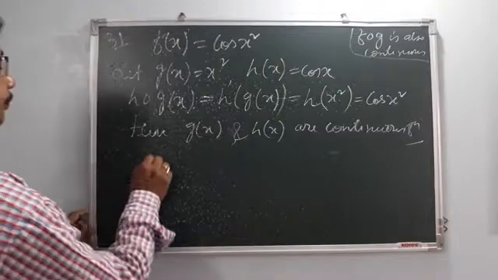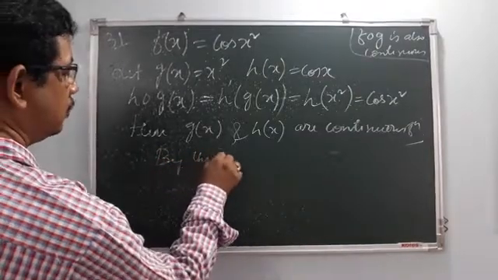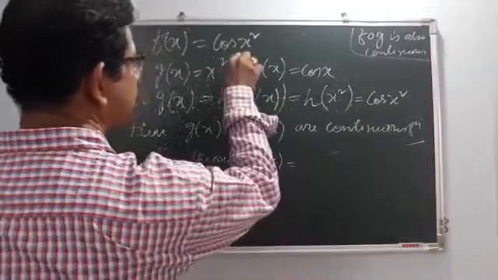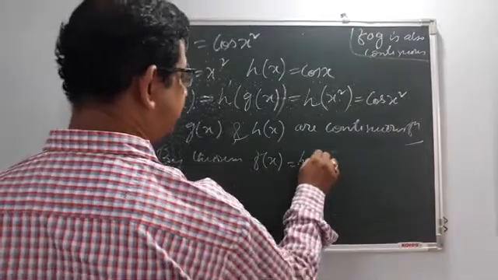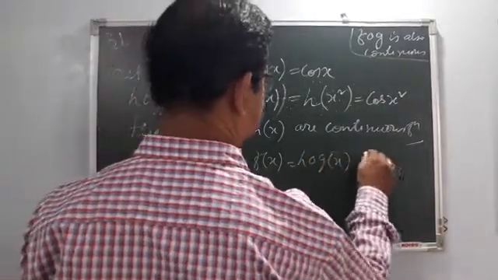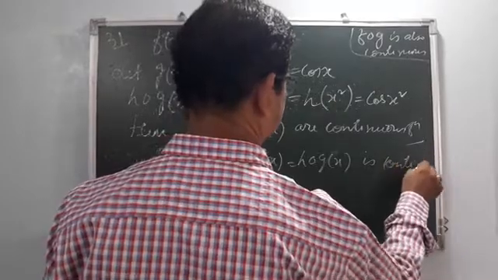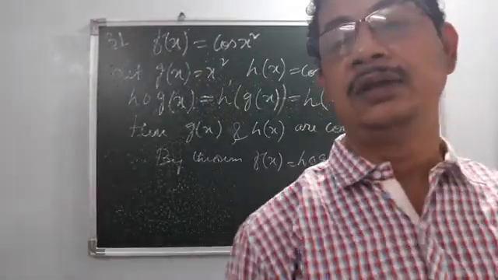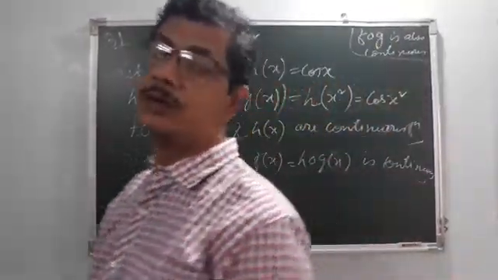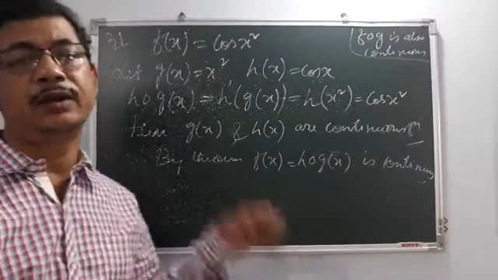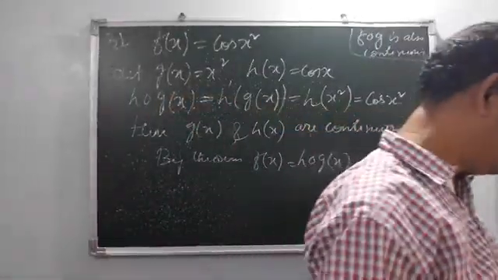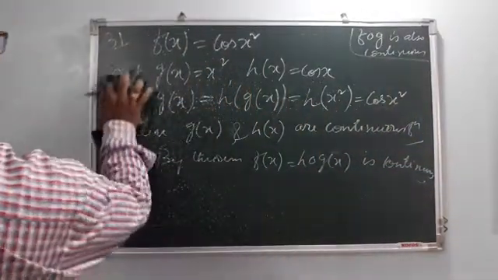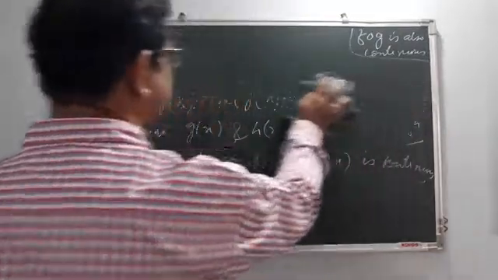Therefore, by the theorem, f(x), which is cos x square, means h∘g(x) is continuous. So you see that I have used the help of another theorem: if two functions are continuous, then their composition is also continuous. With that I have proved question number 31. So we are using a composite function here, and you have to remember that.